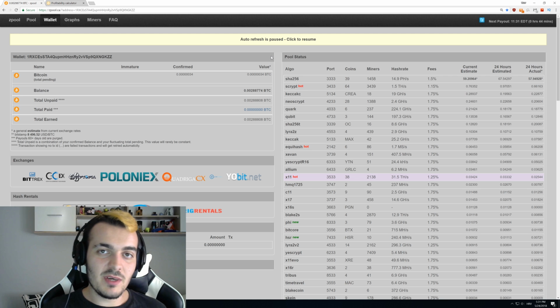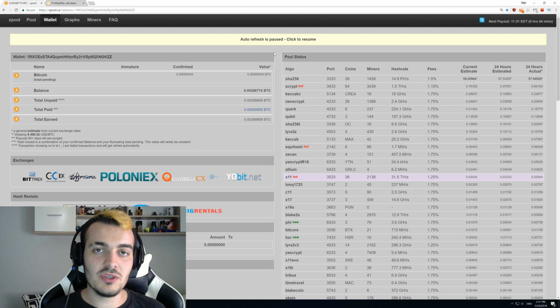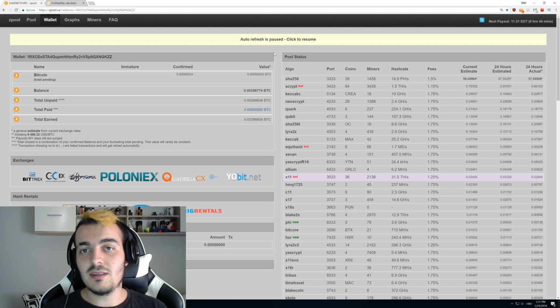So I was mining on Zpool for the last 48 hours with my rigs, and I have 5 GTX 1060 3GB versions, 3 GTX 1080 8GB and 1 GTX 1080 Ti. So I was mining for 48 hours on Zpool 24/7, and I was automatically converting everything that I mined directly into Bitcoin.